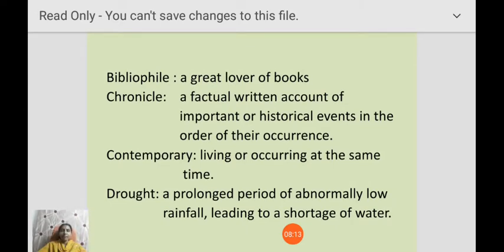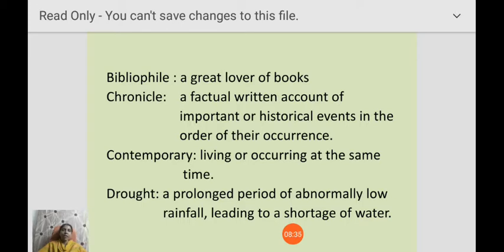Bibliophile. A great lover of books. A person who loves books, loves reading books, is called bibliophile. Biblio means book. Phile means lover. So that means a lover of books.